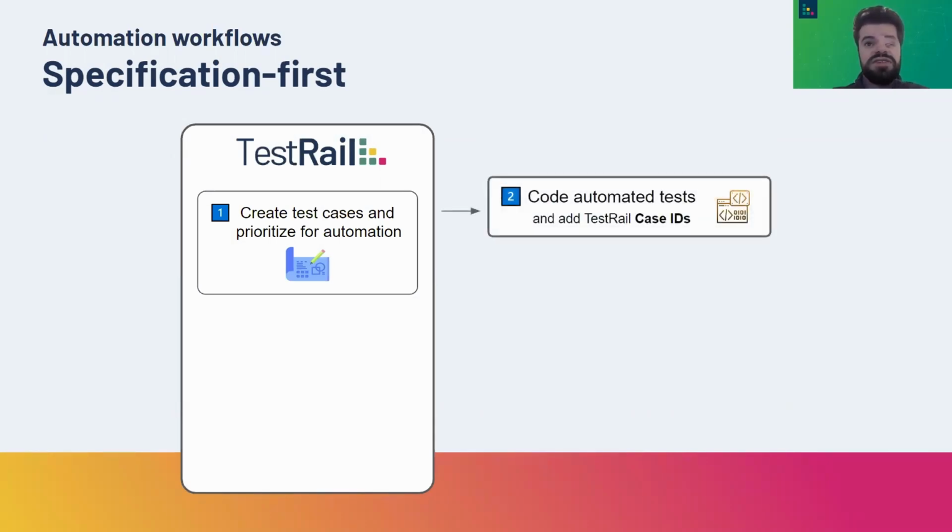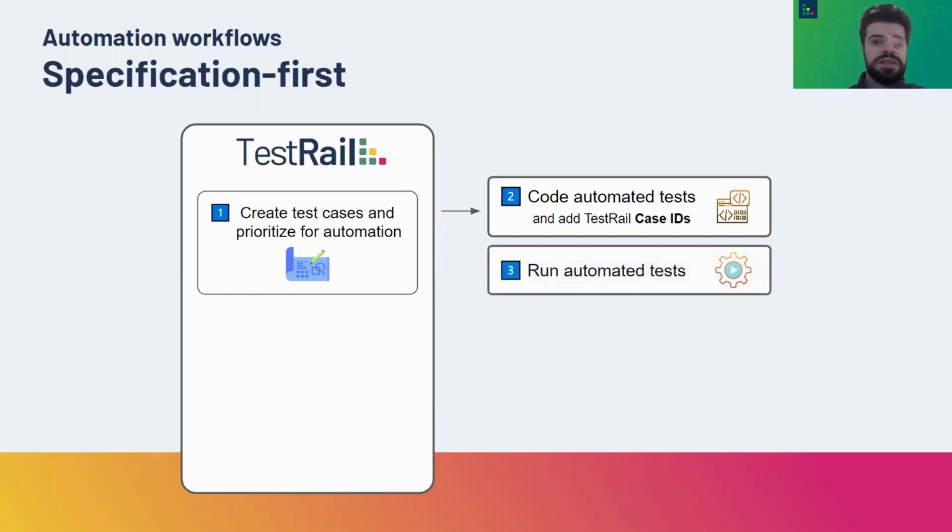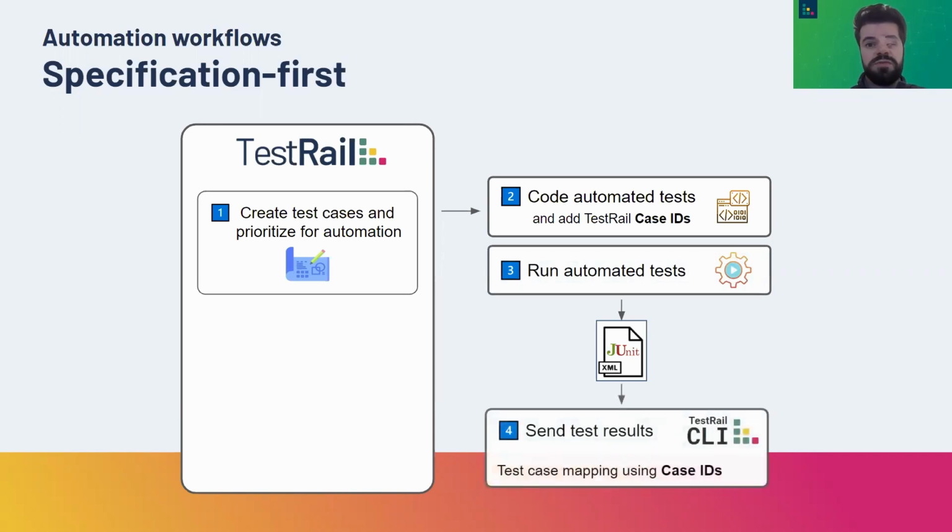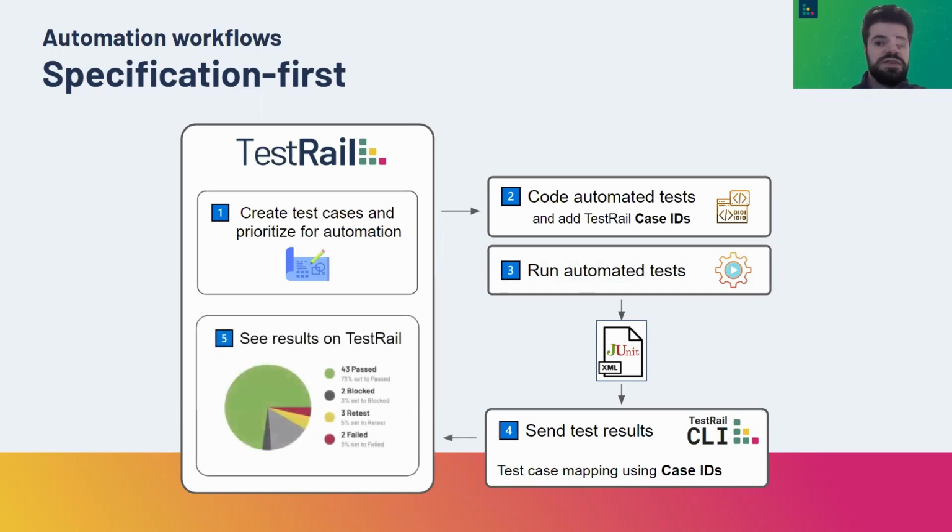And then there is the coding part. In the coding part, you need to add those case IDs to your test cases to map them. Then you run your automated tests. And again, it generates a JUnit report, which in turn is parsed by the TestRail CLI. And it will then send the results to the respective test cases.